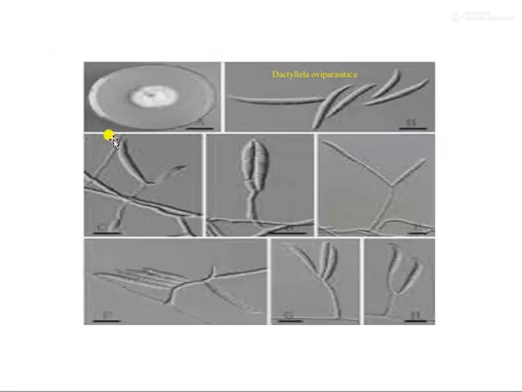You can have a look at Dactylella over here. These are certain structures which will penetrate into the egg of the nematode. The nematode's egg has been penetrated by the hyphae.